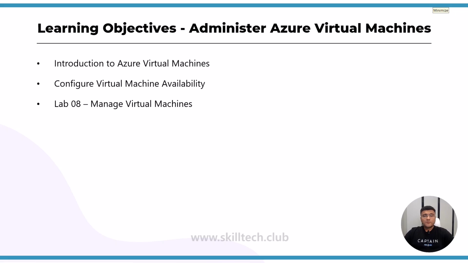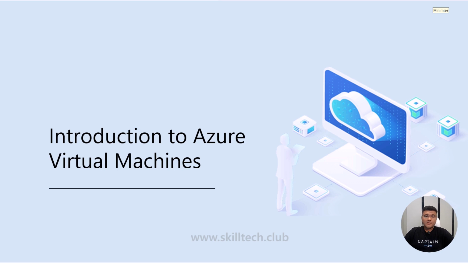In this module, first we are going to start with an introduction to Azure Virtual Machines. We will focus on configuring virtual machine availability, which is basically known as high availability. And then after that, obviously, like all the other modules, we have one lab which we are going to complete. So let's start with the introduction to Azure Virtual Machines.